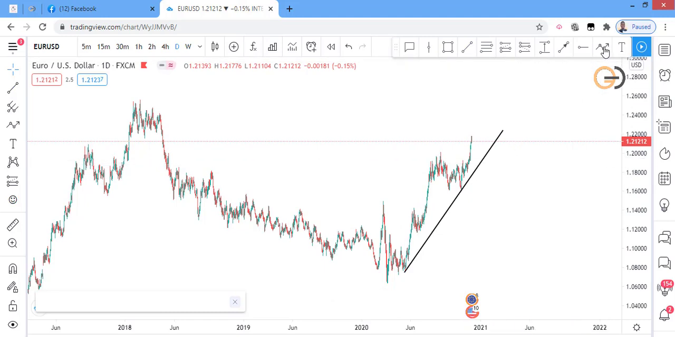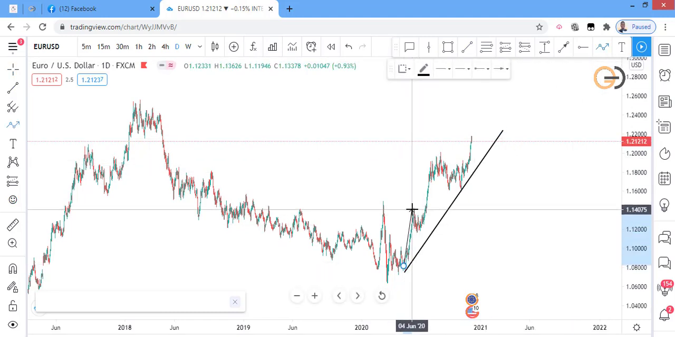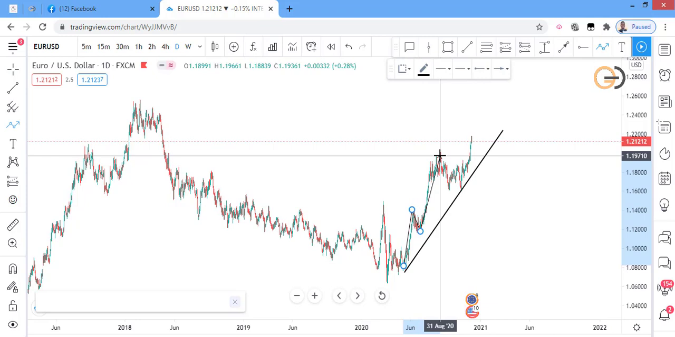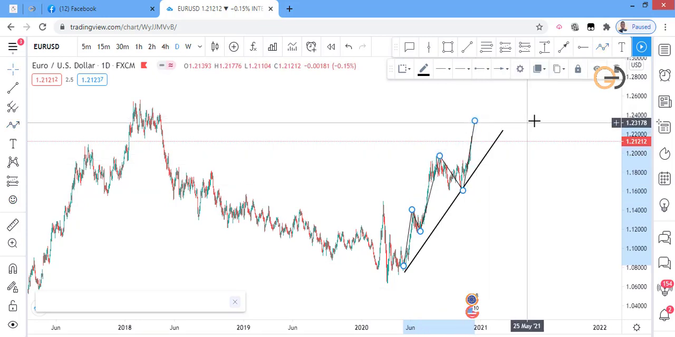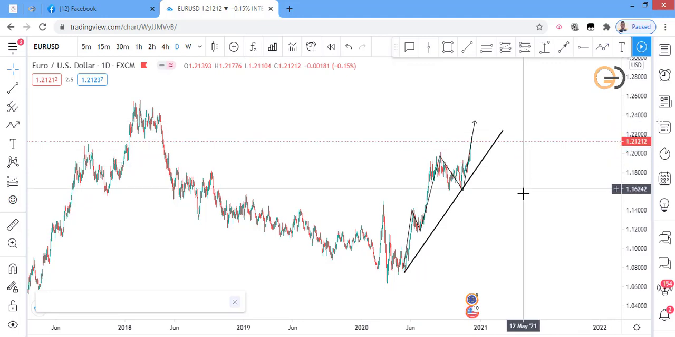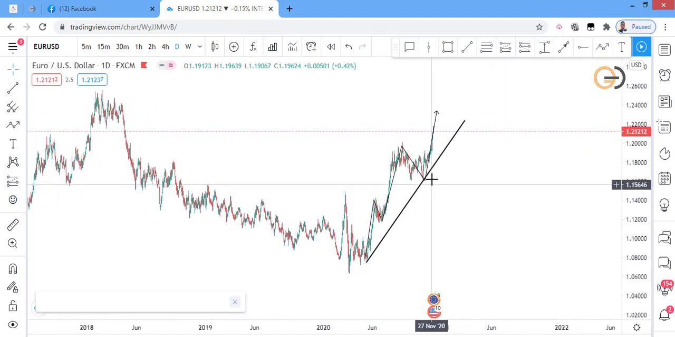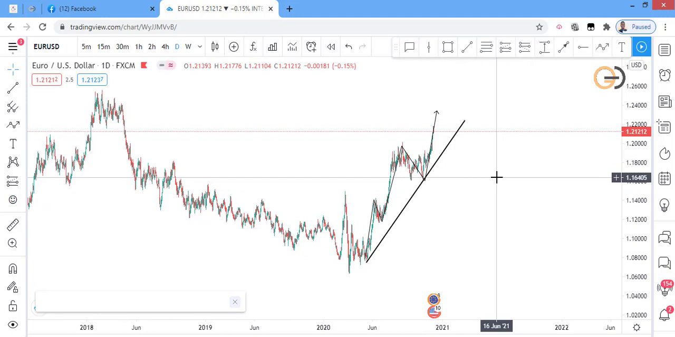Why do we say so? We can see that the market pushed to the upside, came back, it pushed, came back, then it's pushing again. So this is a push phase. Alright, and remember, we don't buy in a push phase. I will explain that further.